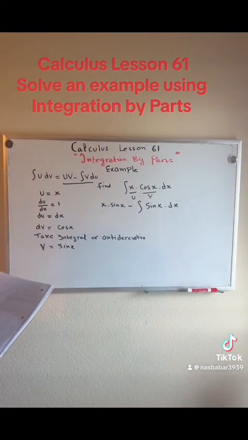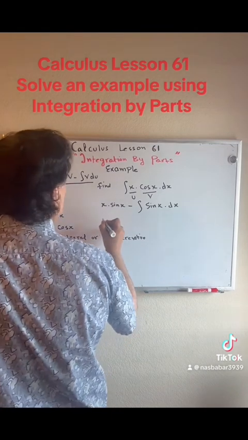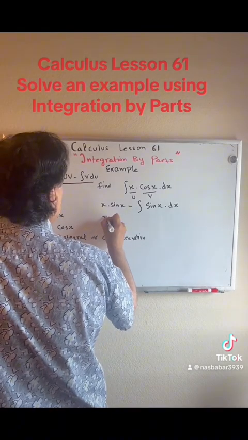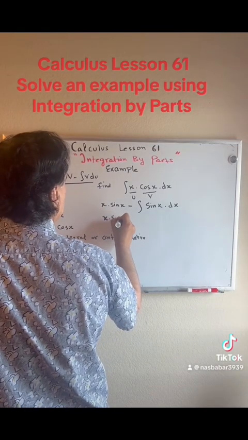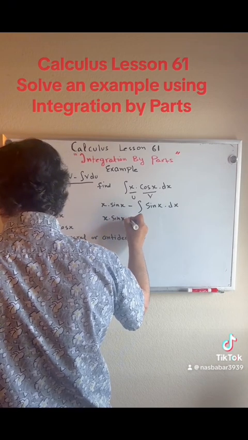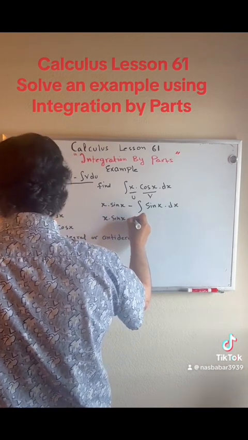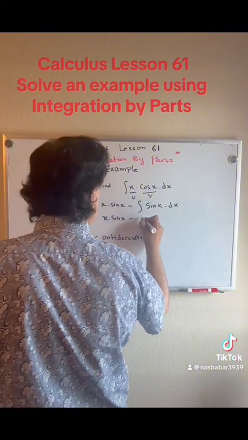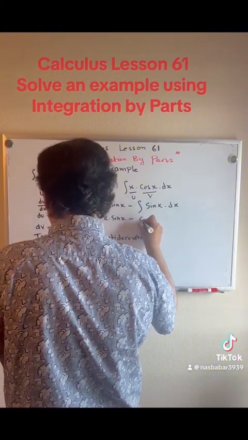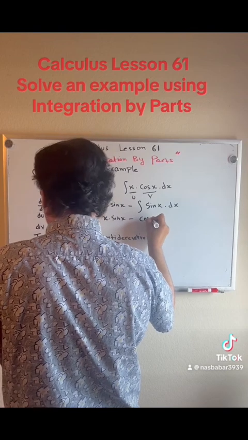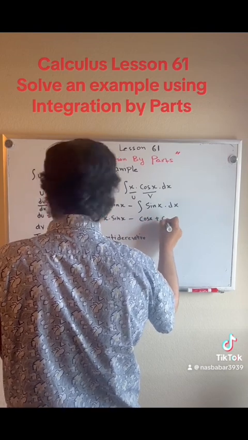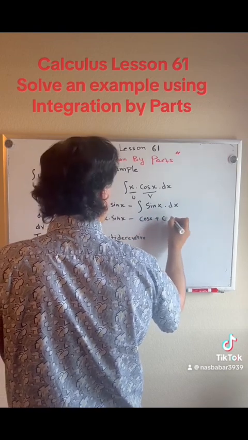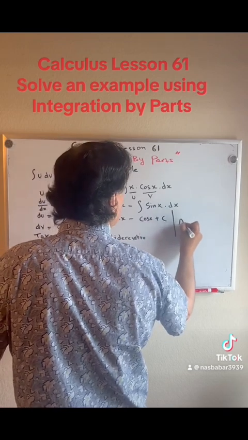Now it should be pretty straightforward to solve this. We have x times sine x, and then we take the integral of sine x, which is going to be cosine x, plus c, the constant, the initial value, and that is my friend's answer.